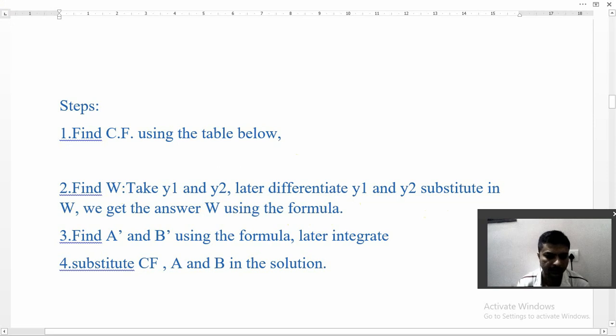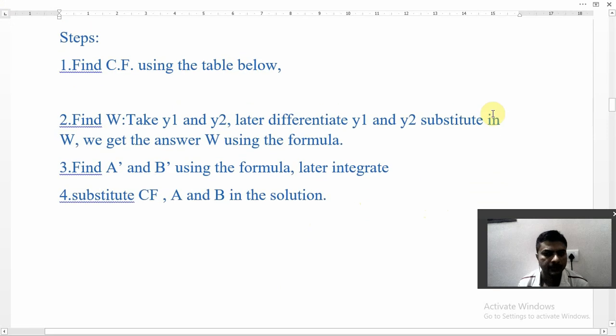The formula I have listed above in the PPT. Then the third step: find a dash and b dash using the formula, later integrate. Yes friends, so we have to calculate w, calculate a dash and b dash, and substitute in the solution. So please remember the solution, friends, it is fixed. The solution is y is equal to a y1 plus b y2. If you found out a and b, that's it, this is our solution.